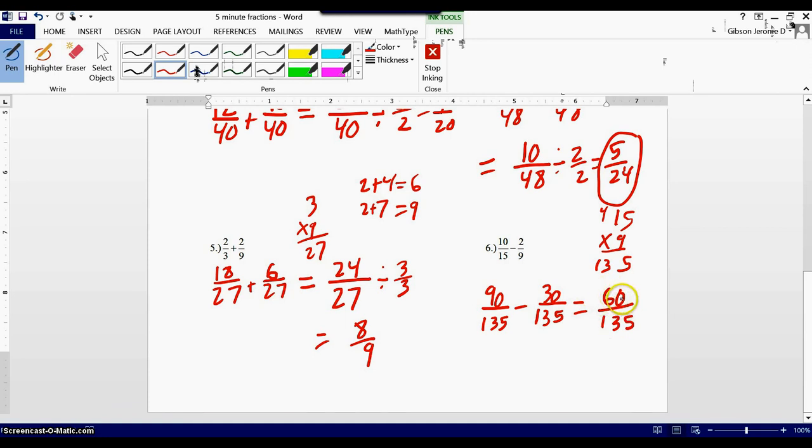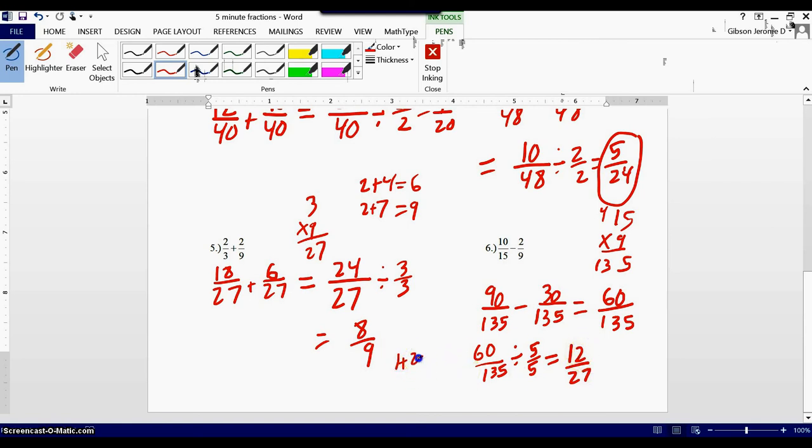Now if you notice here, this ends in 0 and this ends in 5. So that lets us know that we can divide both of these by 5. Now 60 divided by 5 is 12, and 135 divided by 5 will give us 27. Now if we look again, both of these are not even, both of them do not end with 0 or 5, so let's try 3.